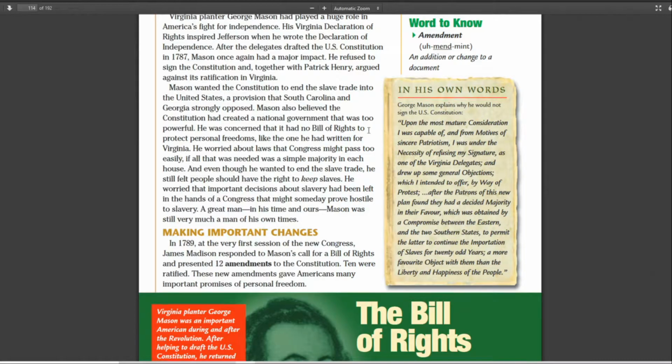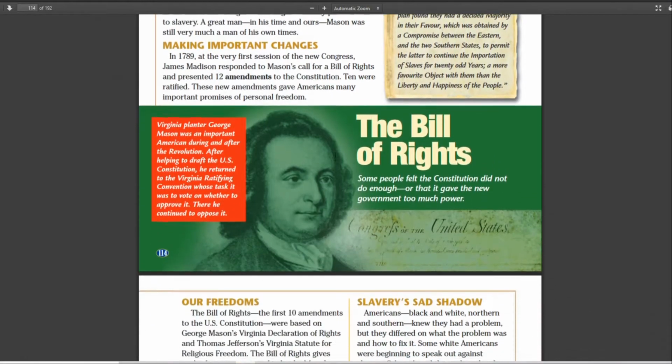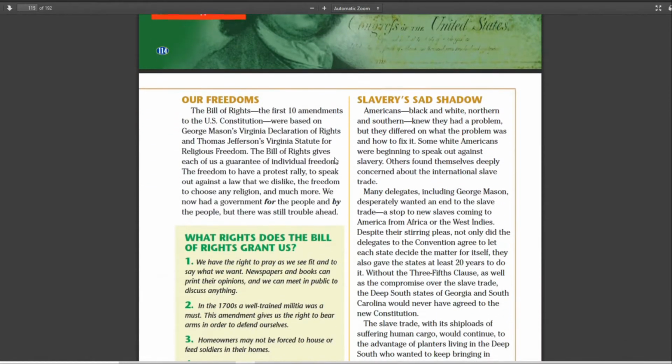Now, before we continue, an amendment is an addition or a change to a document. So when we say these amendments, these are changes. And that's one great thing about the Constitution, is that it has a mechanism so that if we ever feel that the Constitution is wrong or out of date or whatever, we don't have to start over. We can just amend it. We can add or change something that's in there. There is a process to do this.